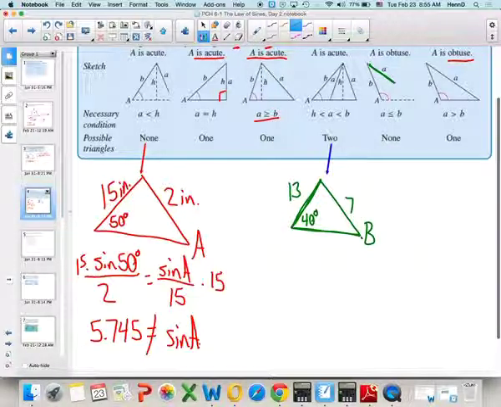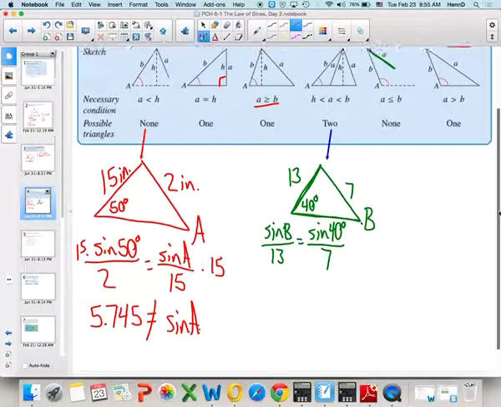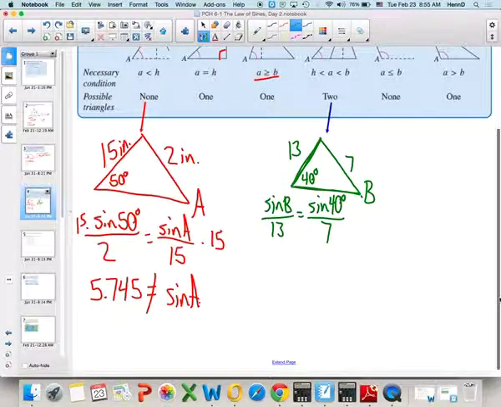So again, I'm going to use the law of sines. Sine of angle B over 13 equals the sine of 40 degrees over 7. Okay? Now you do this. You get 1.1937. Wait, when you multiply by 13? Yep. Well, that's impossible. So we need to, let's do this.